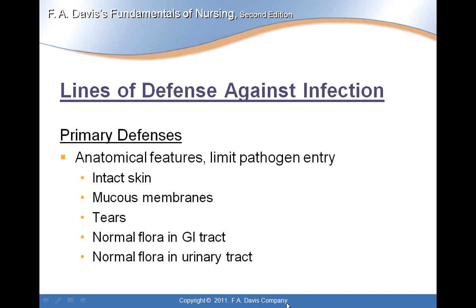So our line of defense against infection. Our primary defenses are our anatomical features, and they limit the pathogen's entry. Those things would be intact skin, our mucous membranes, tears, the normal flora of the GI tract, the normal flora of the urinary tract. The thing about our primary defenses is that they act precisely the same way against any and all intruders. And this is word for word from your book, from a simple cold virus to a deadly fungal spore.